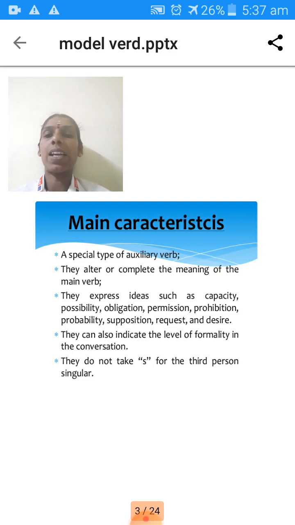They express ideas such as capacity, possibility, obligations, permissions, prohibitions, probability, suppositions, requests, and desires. In these categories, they are used to frame verbs. They also indicate the level and the formalities in conversations. They don't take S for the third person singular. These are the main characteristics of the modal verbs. We can use modal verbs as an auxiliary verb.